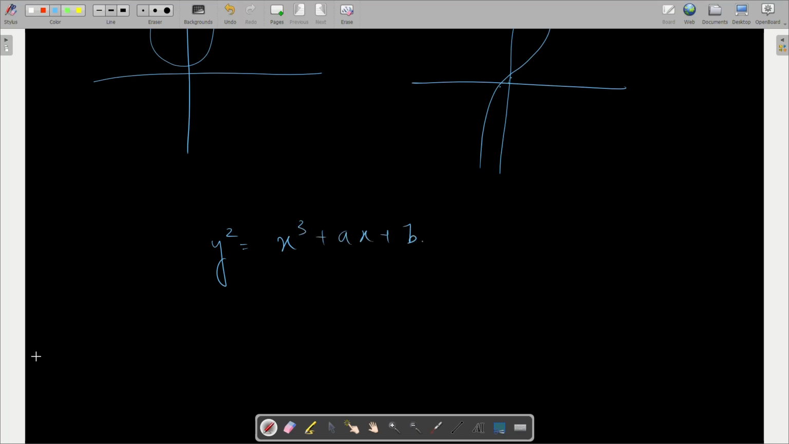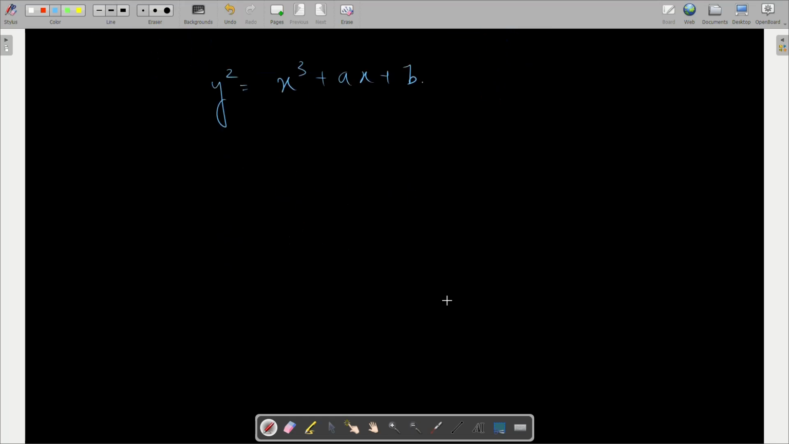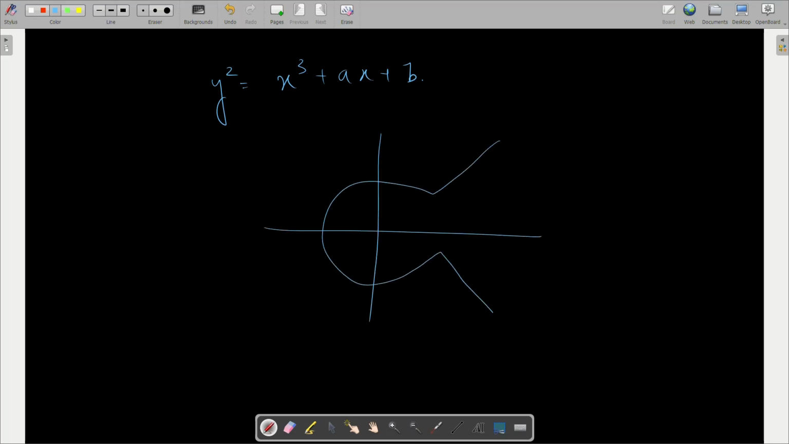What effect does it have? It makes the curve symmetric over the x-axis. Let's try to draw one. It would look something like this, and it's symmetric over x. This is very simple to understand, and this is what we call a continuous elliptic curve.